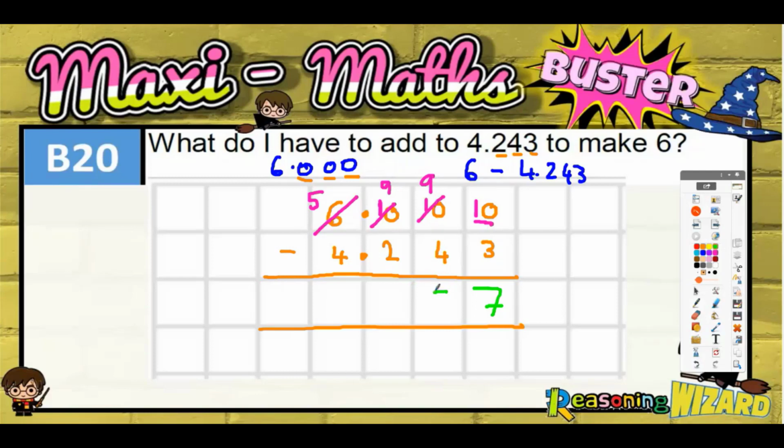9 take away 4 is 5. 9 take away 2 is 7. 5 take away 4 is 1. Make sure you don't forget to put your decimal point back in, because the answer definitely isn't 1,757. That wouldn't make sense. It's 1.757.